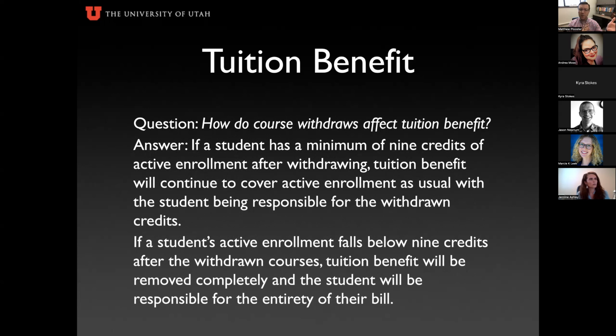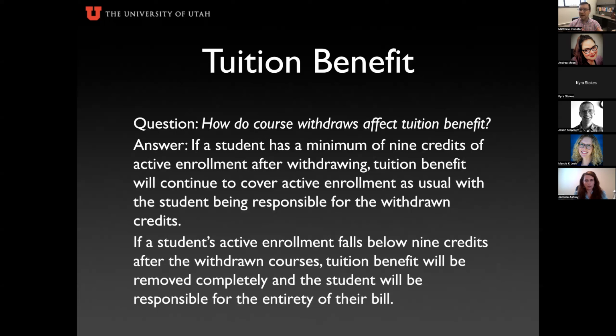If a student's active enrollment falls below 9 credits, so let's say the student's at 9 and they withdraw from 3, taking them down to 6 credits of enrollment, then tuition benefit will be removed completely because they're not in 9 credits of active enrollment, and the student will be responsible for the entirety of the bill. If you have a student who's withdrawing and you have a question about tuition benefit, feel free to reach out to me specifically about your student situation, and I can look and give you some specific advisement.